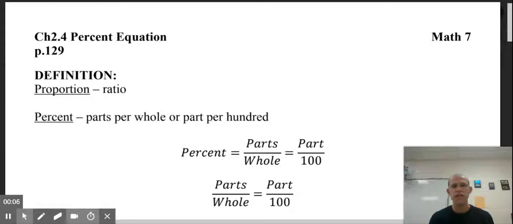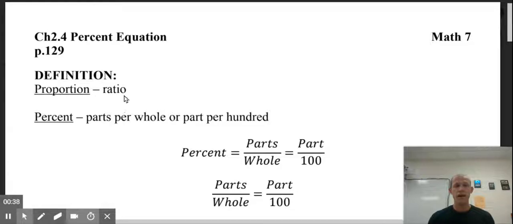The percent equation is a way to solve for the percent of something. It's a way to solve for what the whole thing was if you know the percent and the part. It's a way to solve for the part if you know the whole thing and the percent. It's just a way to solve percent problems. And it's pretty straightforward if you know how to read math and if you know how to set up a proportion. Those are going to be the two strategies that we use in this video.